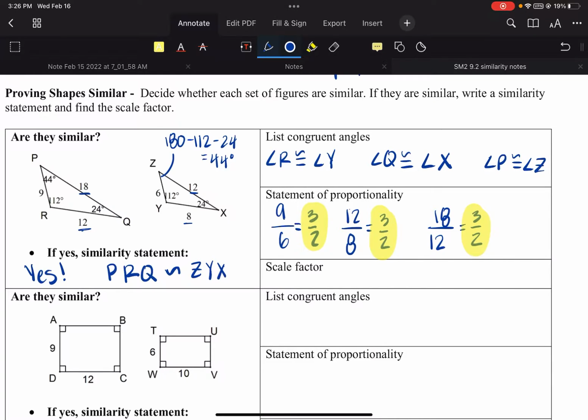Now make sure you go in the right order. Notice that P and Z are corresponding angles. Let me do this in a different color so you guys can see that a little bit better. The P and the Z are corresponding angles, so they're both going to go first in my similarity statement. Then the R and the Y are corresponding angles, so they both go second. And then Q and X are also corresponding angles.